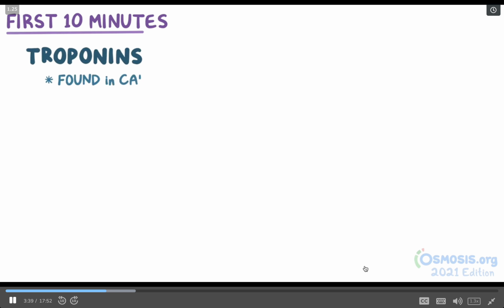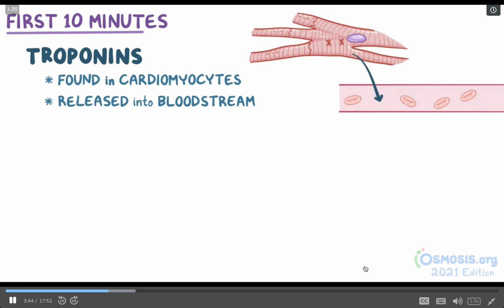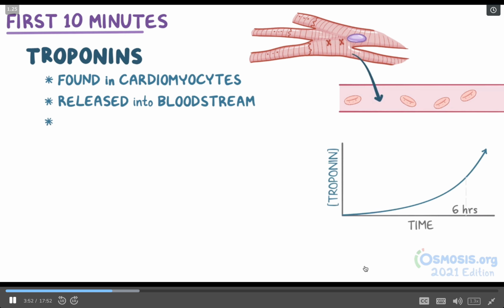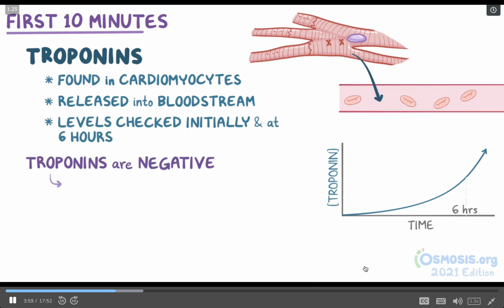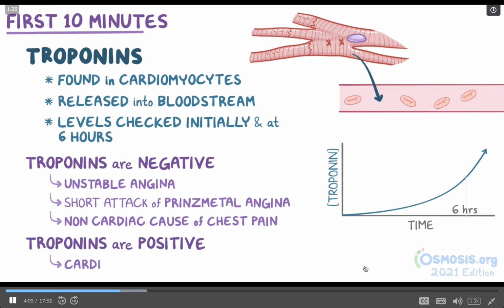Troponins are generally found inside cardiomyocytes, so when they die, the biomarkers are released into the bloodstream, so their blood levels rise. But it can take up to 6 hours for the elevation of cardiac biomarkers to be detectable, so troponin levels should be checked initially and then again after 6 hours. If troponins are negative, it might be that the patient is having unstable angina, a short attack of Prinzmetal angina, or a non-cardiac cause of chest pain. If troponins are positive, that means there's cardiomyocyte death, which means that it's a myocardial infarction.